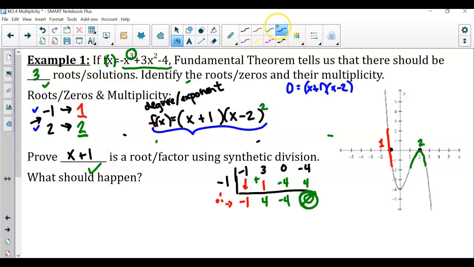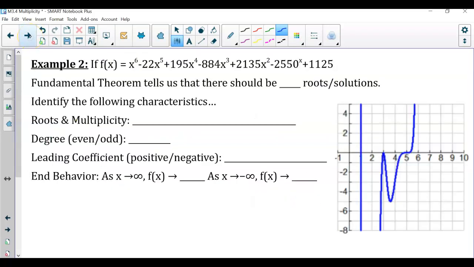So if we were to do the same thing, but with +2, to represent our x minus 2, what should happen? You get a remainder of 0. That's the remainder theorem. So here, looking now at our next equation and the graph, the fundamental theorem tells us that there should be how many roots? 6 roots. Good. Because the highest degree of our polynomial here is 6.